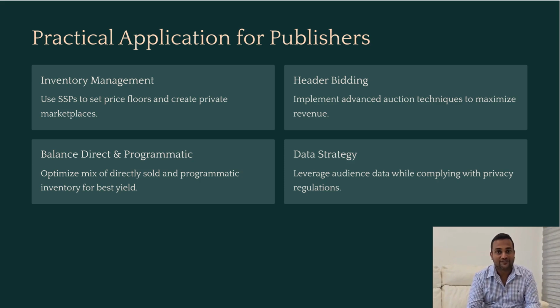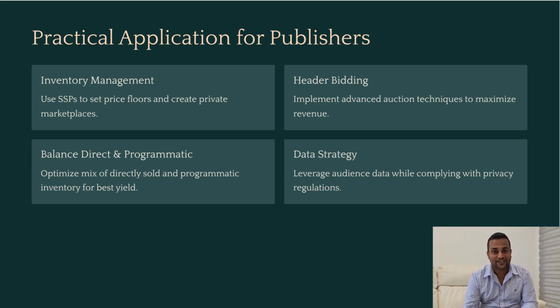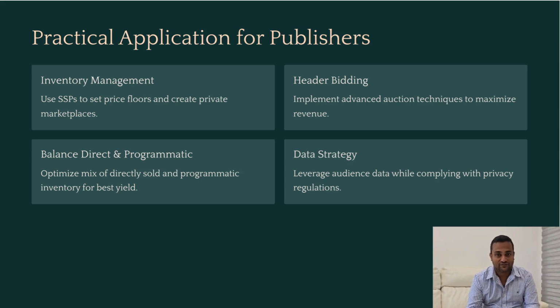DSPs empower advertisers to bid on ad inventory across multiple ad exchanges and SSPs through a single interface. They use data and algorithms to make real-time decisions about which impressions to bid on and how much to bid. SSPs, on the other hand, help publishers sell their ad inventory efficiently across multiple ad exchanges and networks. They optimize yield by ensuring that inventory is sold at the best possible price.